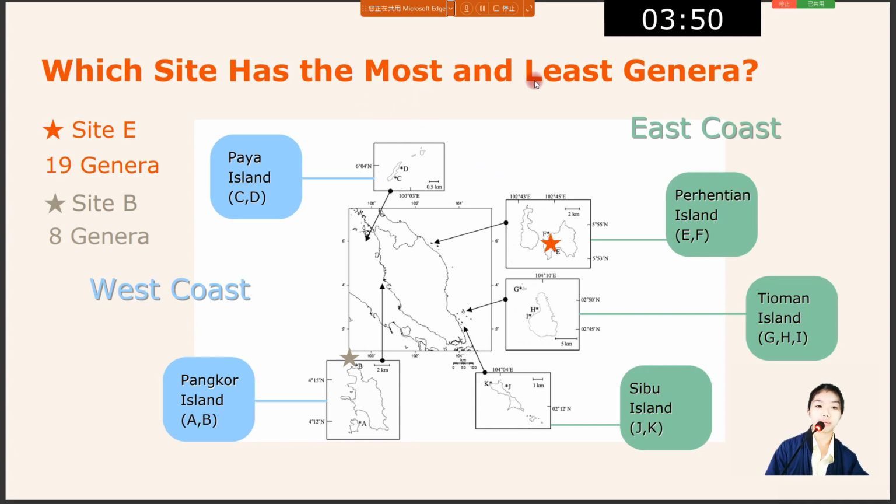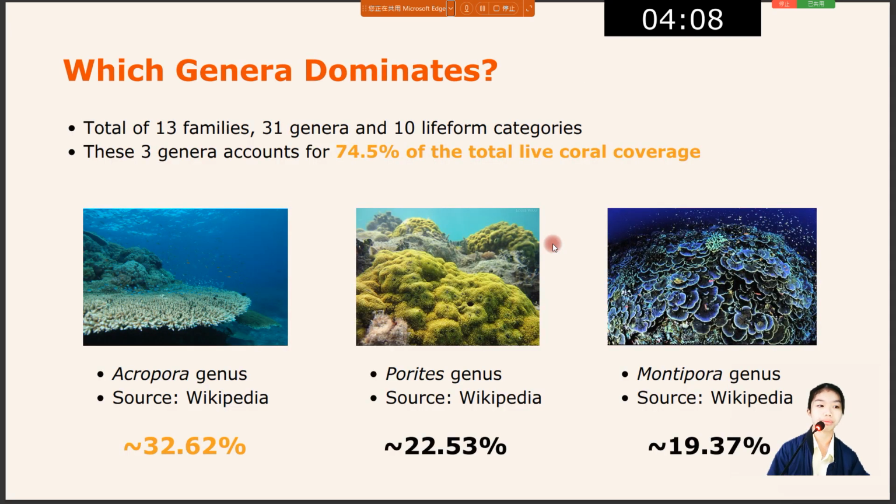Which site has the most and least genera? Most is site E with 19 genera, and the least is site B with 8 genera. One thing to mention is that site E has the most genera, and its coral health condition also falls under the good condition. Which genus dominates? It's the Acropora genus that dominates at about 32.62%.